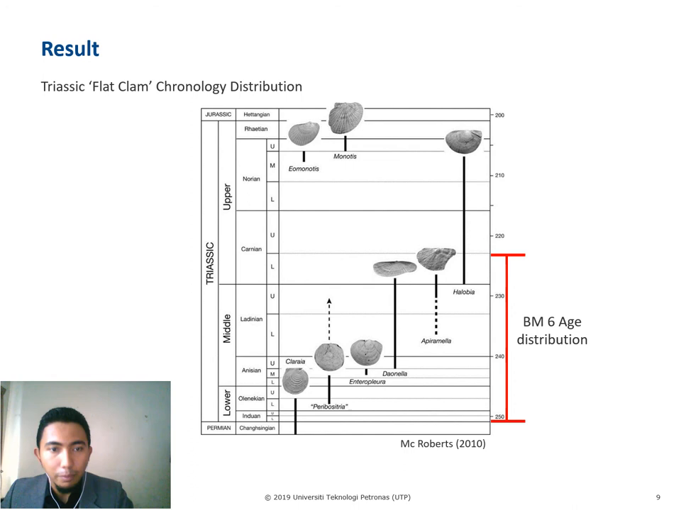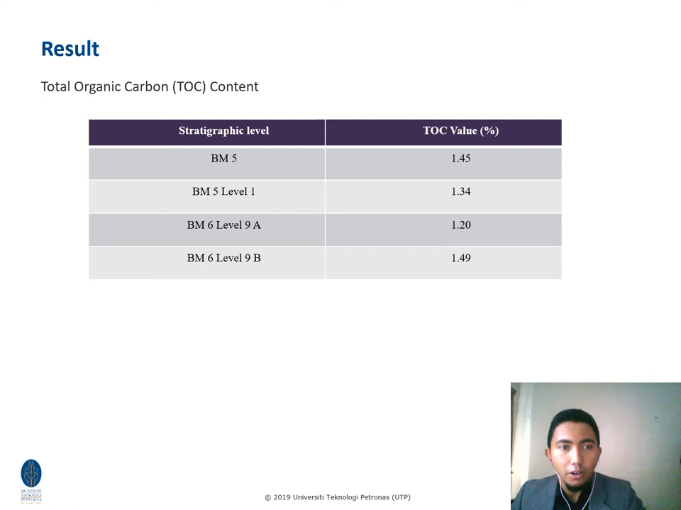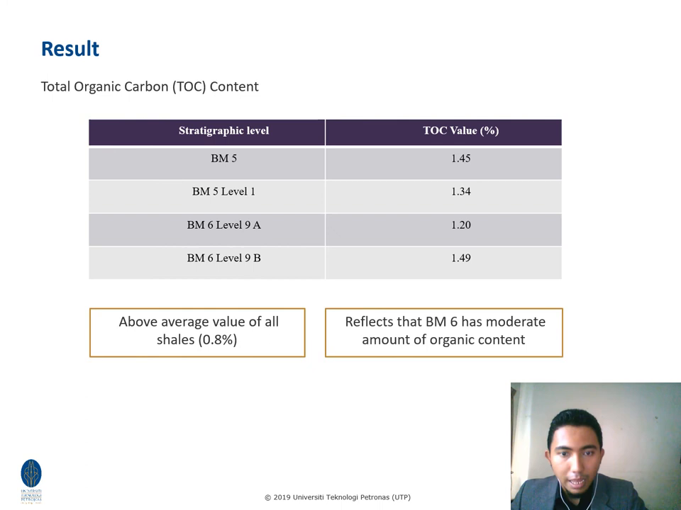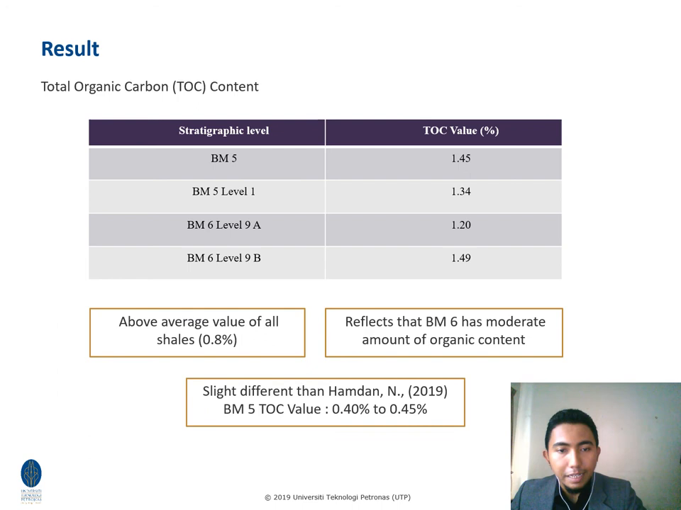Next is the total organic carbon content of random samples taken on the BM6 bedding, whereby I have an above average value compared to all shales, which is generally 0.8%, and it reflects that BM6 has a moderate amount of organic content. However, it is slightly different and contradicts Noliana Hamdan's previous studies, in which the BM5 section TOC value is low to average, around 0.40% to 0.45%.